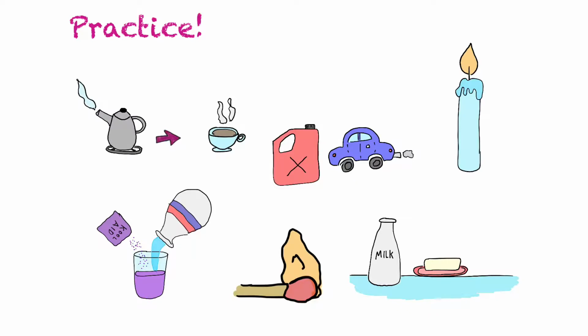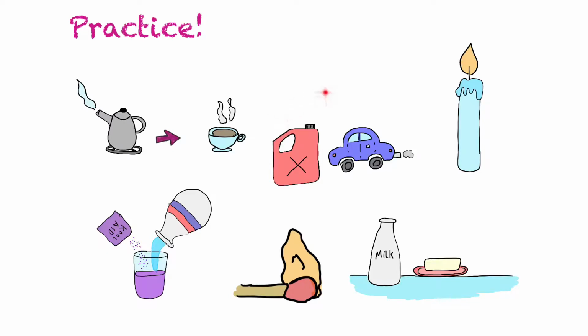Now we're going to practice and see if we can identify the type of change. So the first one here with the kettle, boiling the kettle to make tea, this would be a physical change because we just changed the water into a new state. And even steeping a tea bag into a cup of water is still just a physical change because the tea particles are just spreading out in the water. So it's actually just dissolving. That would be an example of a physical change.